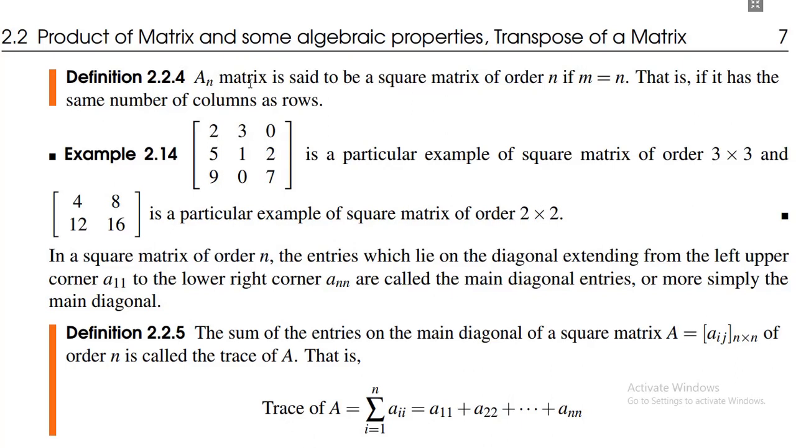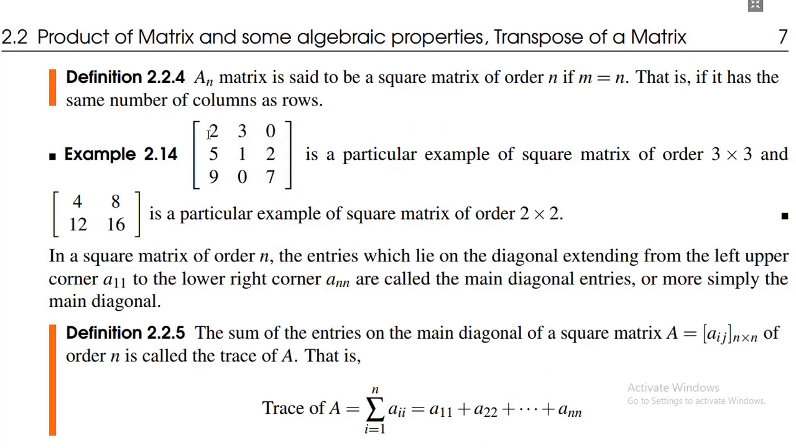Now let us continue with the square matrix. A matrix A is said to be a square matrix of order n if m is equal to n. That means it has the same number of columns and rows. If the number of rows and the columns of a matrix are equal, then the matrix is a square matrix.